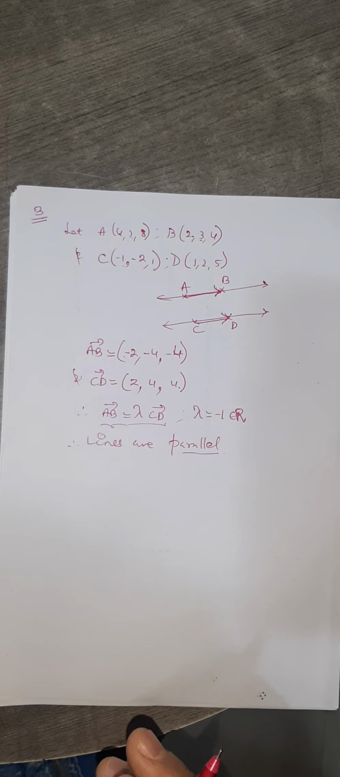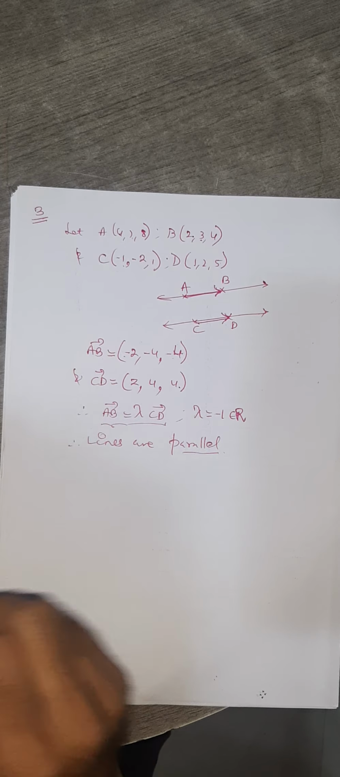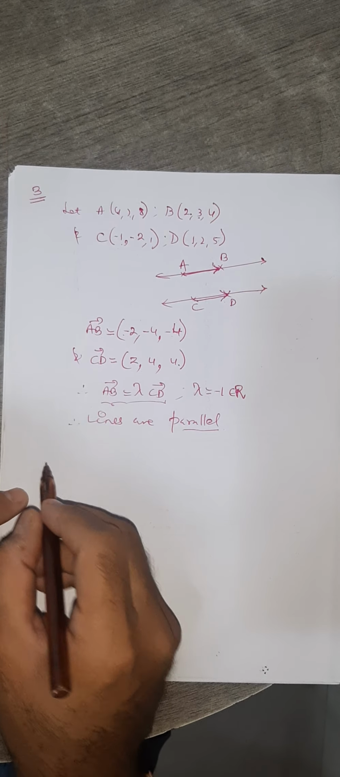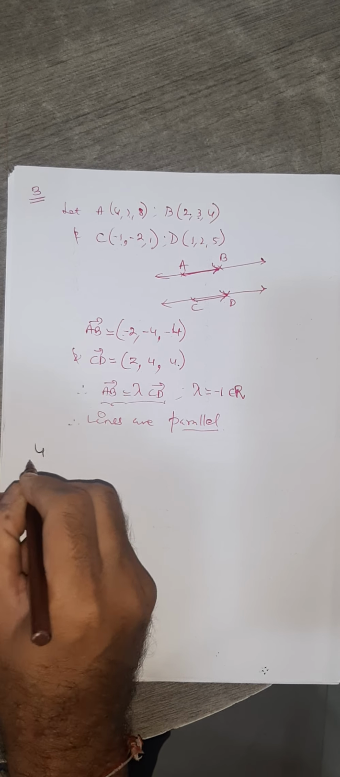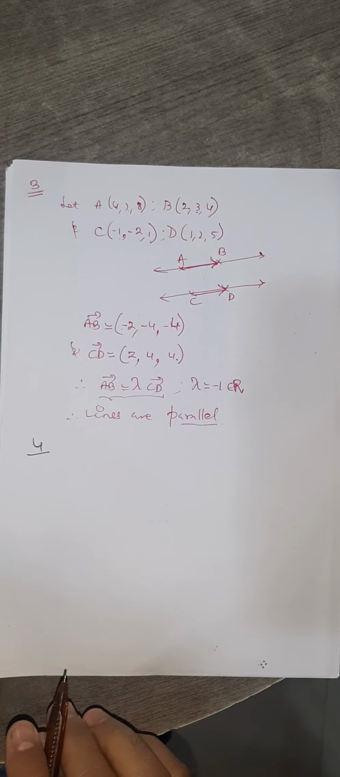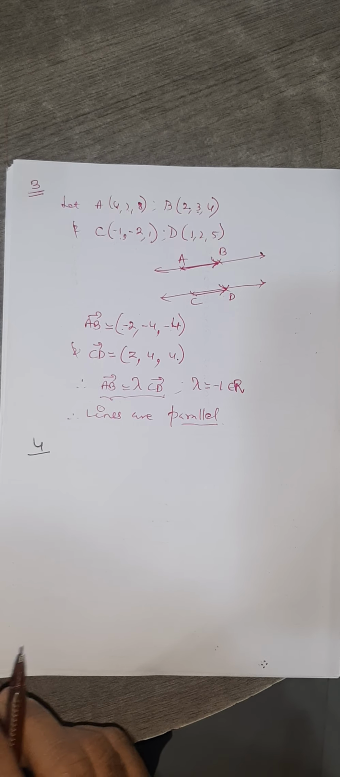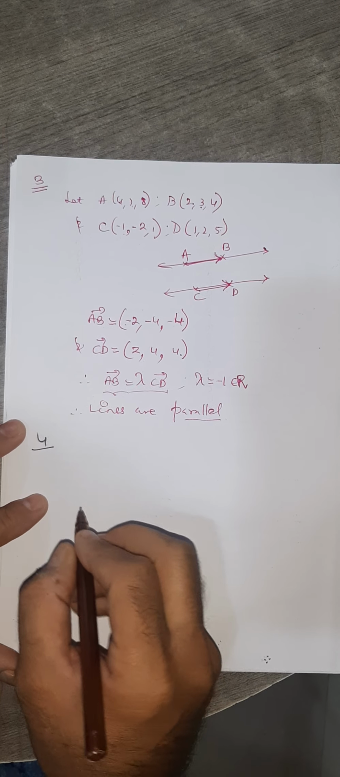Okay, now next question, question number 4, fourth question. What it says: find the equation of the line passing through the point (1, 2, 3) and parallel to this vector. So you want to get the equation of the line.